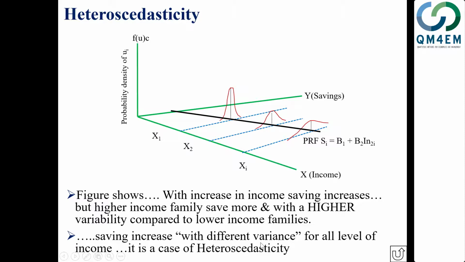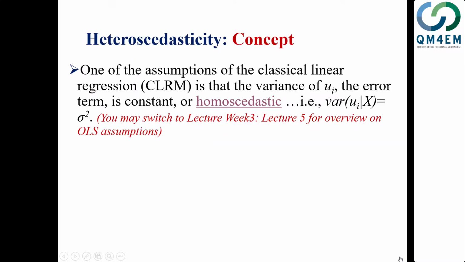Now going back to the original concept of heteroscedasticity, it should make sense to you that we took different levels of income, the independent variable, and we looked at the variance of the error term given the x value for each level. When the variance remains the same for every income level, we call it a case of homoscedasticity.